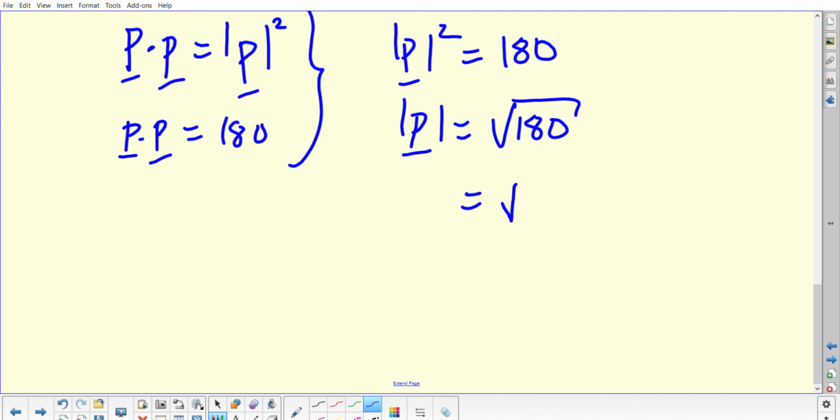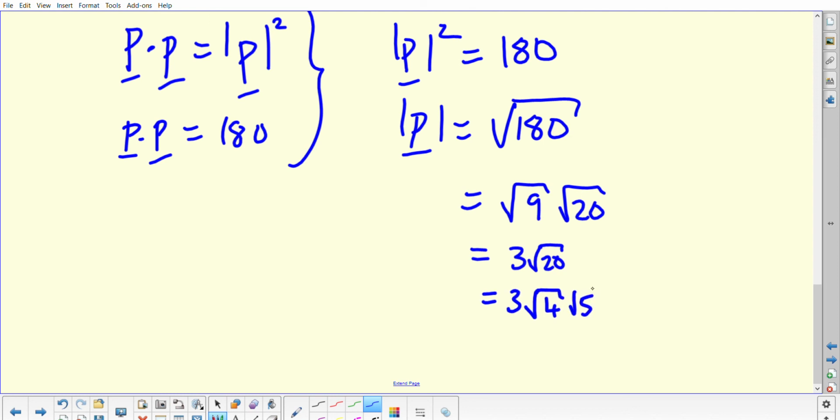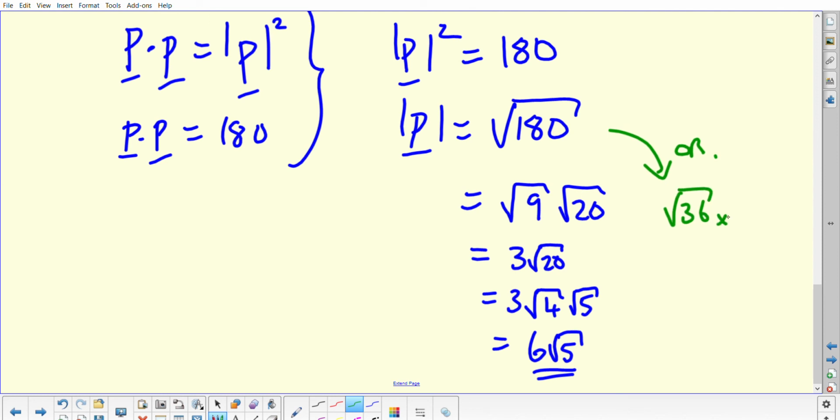That does simplify into square root 36 times 5. If you didn't notice that and you said, oh, I'm going to split it up into root 9 times root 20, you would get 3 root 20, but actually your root 20 would then split up further into root 4 times root 5. Square root of 4 is 2, 3 times 2 is 6, so you'd get 6 root 5. You could get there a bit quicker if you spotted that you could write the square root as root 36 times root 5, and that does give you the 6 root 5 as well.